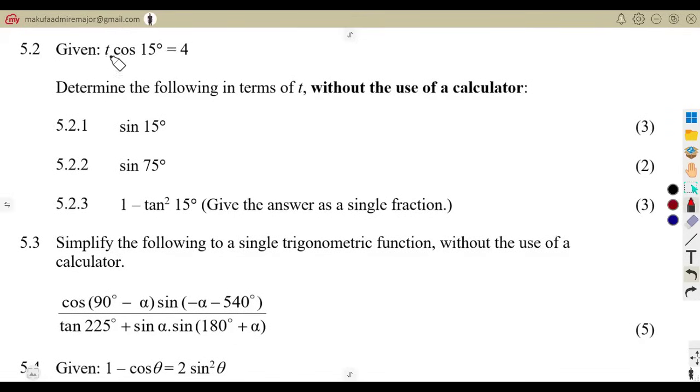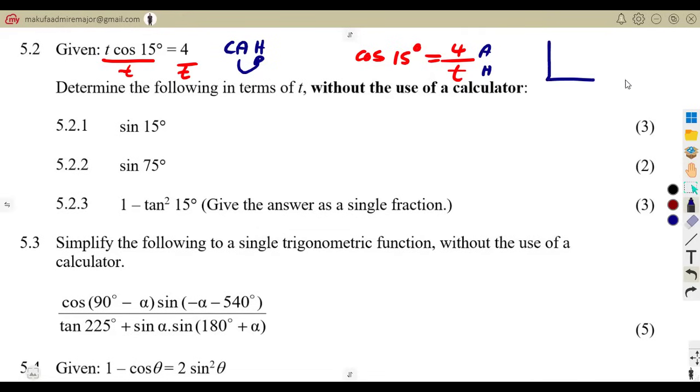Given that t cos 15 degrees is equal to 4. So this is simply a ratio that we need, by dividing by t there. You're going to obtain a ratio, which is cos 15 degrees is equal to 4 over t. Remember cos from CAST, adjacent over the what? Over the hypotenuse. So you can just draw your own right-angled triangle, guys.